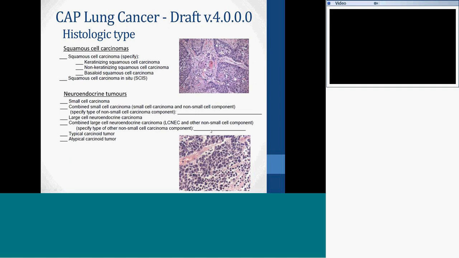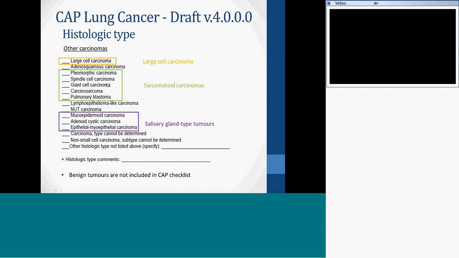Squamous cell carcinomas, really not much change from the current, similarly with neuroendocrine tumors, other than the addition of this field to indicate combined large cell neuroendocrine carcinoma. And then for other carcinoma types, large cell carcinoma, sarcomatoid carcinomas, adenosquamous, salivary gland type tumors, lymphoepithelioma-like carcinoma, and NUT carcinoma, again, no change from the current CAP protocol. Just to point out that benign tumors aren't included in the CAP checklist. These are only for carcinomas.